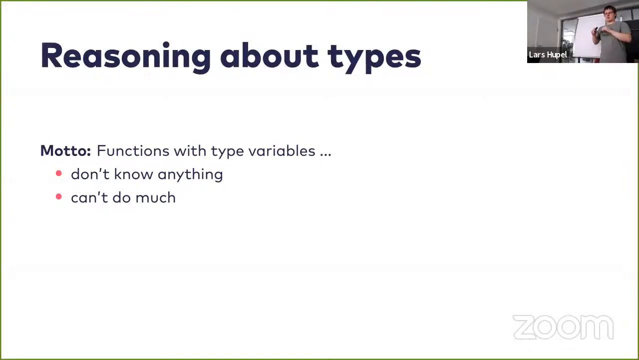To summarize, what I've told you is that functions with type variables don't know anything about the input, and they can't do much with that. And this is kind of a consequence of the parametricity, and also that Haskell does type erasure. Right? So if in Haskell I had some way of getting hold of types that were present during compile time, then I wouldn't really be able to do that.